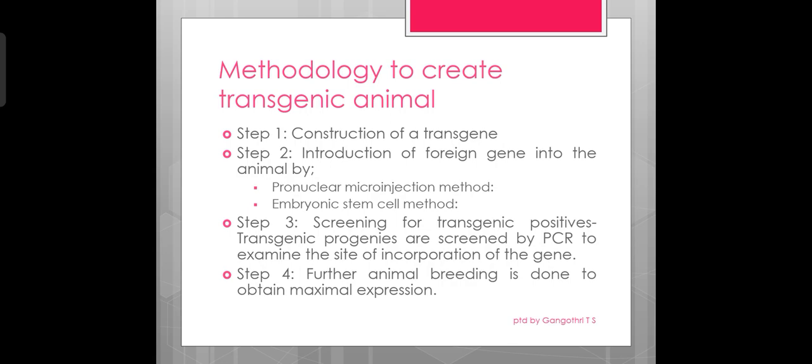What is the methodology to create a transgenic animal? Step 1 is construction of a transgene. A transgene will be made up of 3 parts, that is a promoter, the gene to be expressed, and the termination sequence. Step 2 is introduction of the foreign gene into the animal. It is done either by the pronuclear microinjection method or the embryonic stem cell method. These transfection methods were discussed in your earlier session.